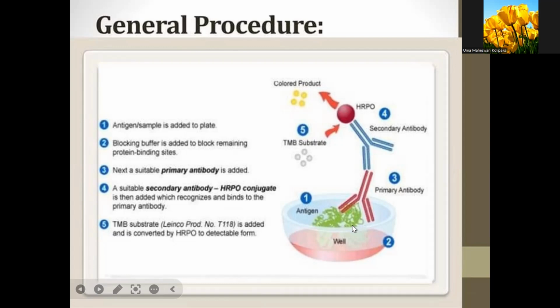The basic principle is that if our antibody is exactly against this antigen, the primary antibody will definitely bind to the antigen. Then we add the secondary antibody, which is linked to the HRPO, horseradish peroxidase enzyme. Then it gets converted to a colored product upon the addition of the substrate.